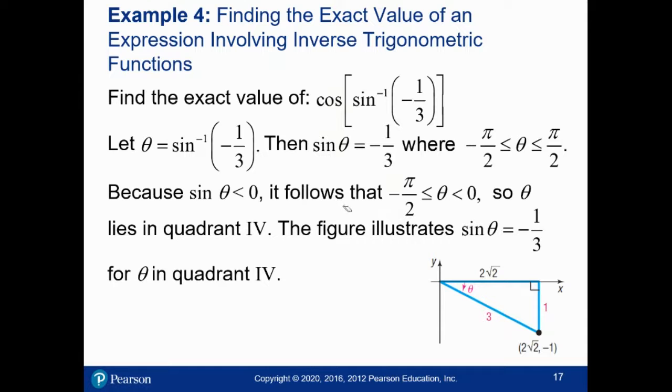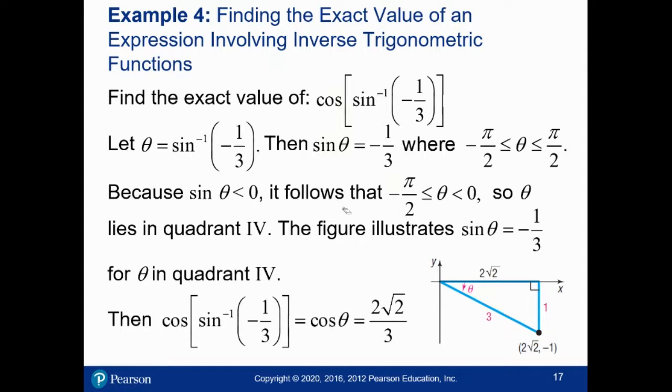Okay, so now I have a triangle with my angle in it. The angle theta is arcsine of -1/3. It's an angle whose sine is -1/3. So now can you take the cosine of that angle? Sure. It's going to be the x-coordinate, which is positive because it's quadrant 4. The x-coordinate is positive, over the radius, which is 3. So 2√2/3. There it is.